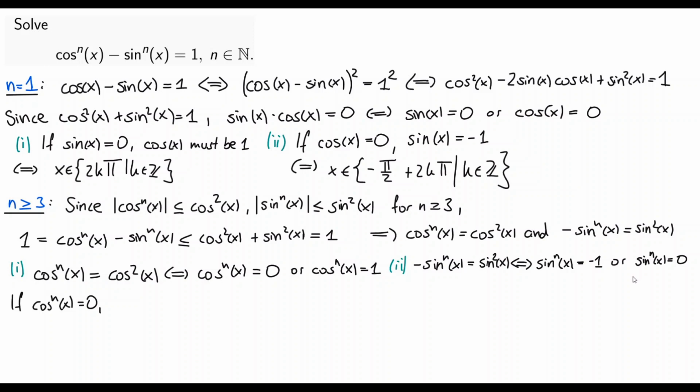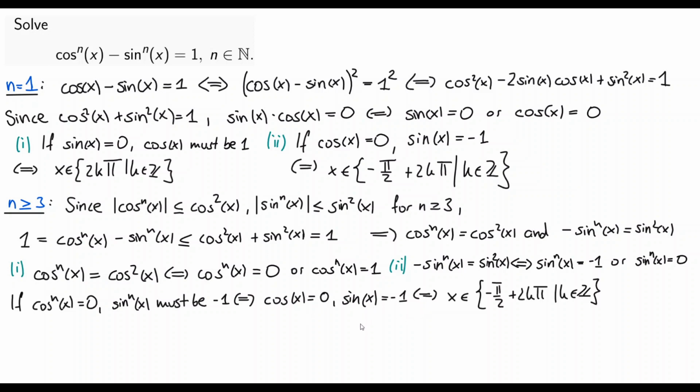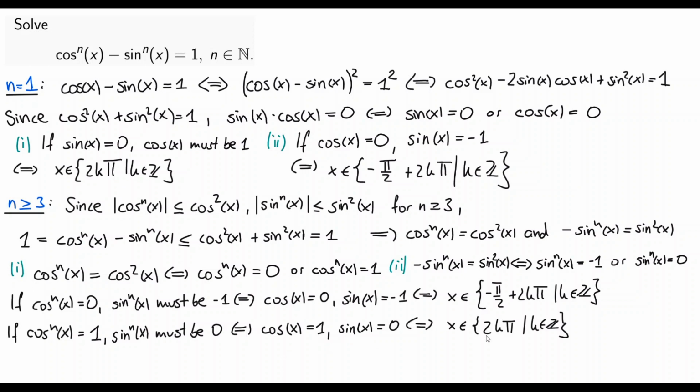And if cosine to the nth is equal to 0, so we consider this case, then of course sine to the nth must be equal to negative 1, so that this equation here is satisfied. And this is if and only if cosine of x is 0 and sine of x is negative 1. And this case we already had in the n is equal to 1 case, so we just copy the set from above. And the second case, cosine to the nth is equal to 1, then of course sine to the nth must be equal to 0. And this is if and only if cosine of x is equal to 1 and sine of x is equal to 0. And this is also something we already had for the case n is equal to 1, so we can also copy that set.